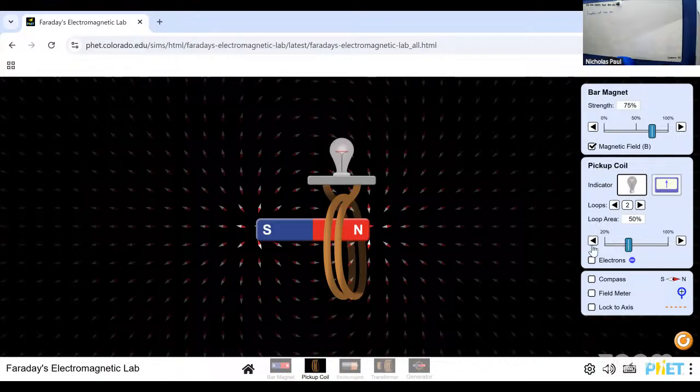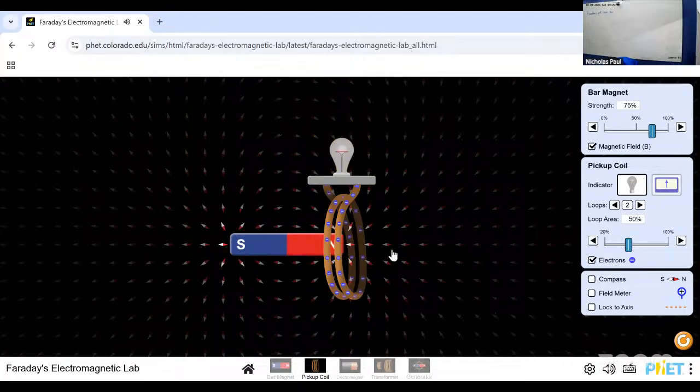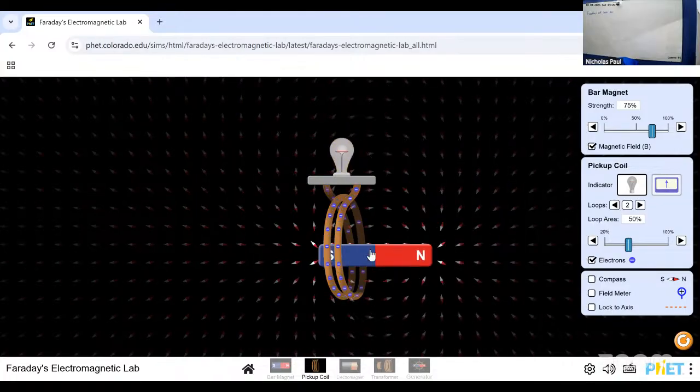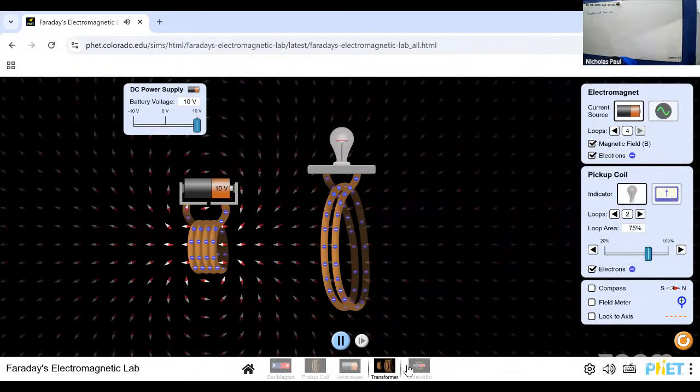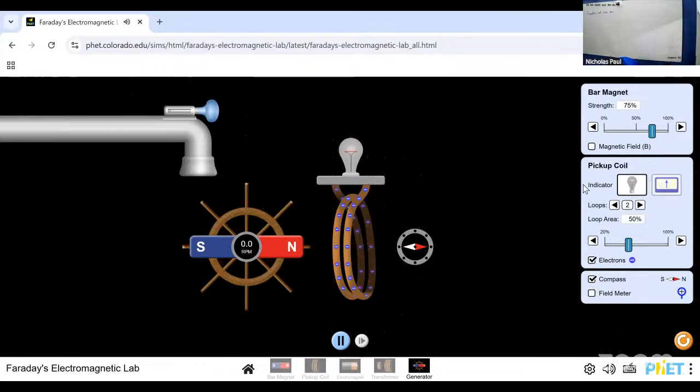Let me see if I can show you the electrons. So watch. Right now there are electrons in the conductor, right? But only when I move it do you recognize the electrons moving. You see that? So what you're observing there is a simple generator. All right, watch this one too. I'm just taking off the line.